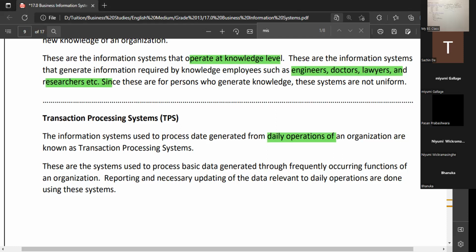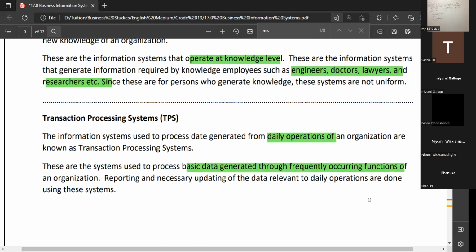The food city barcode price bill system. So a transaction system is not for CEOs, right? That is not relevant for them. So like you can see the system that they use. These are the systems used to process basic data generated through frequently occurring functions.